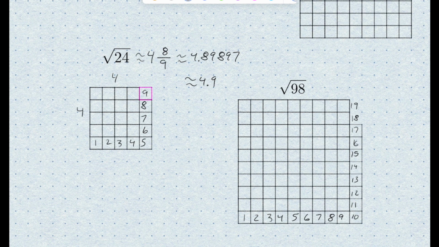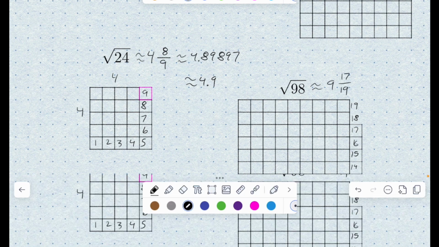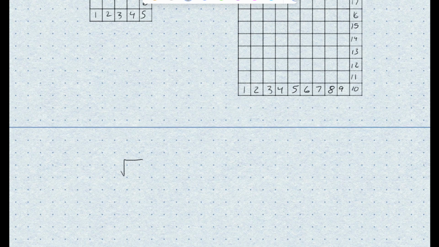So, when we write our value, this will be 9 and 17/19ths.